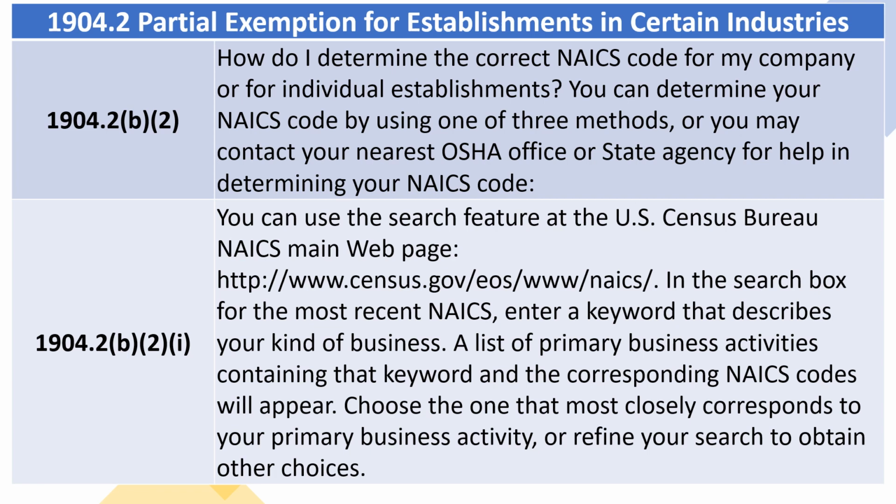http://www.census.gov/eos/www/NAICS/. In the search box for the most recent NAICS, enter a keyword that describes your kind of business. A list of primary business activities containing that keyword and the corresponding NAICS codes will appear. Choose the one that most closely corresponds to your primary business activity, or refine your search to obtain other choices.